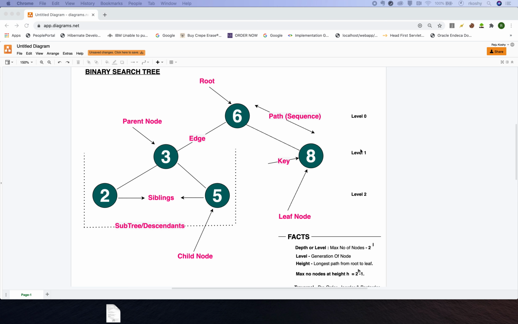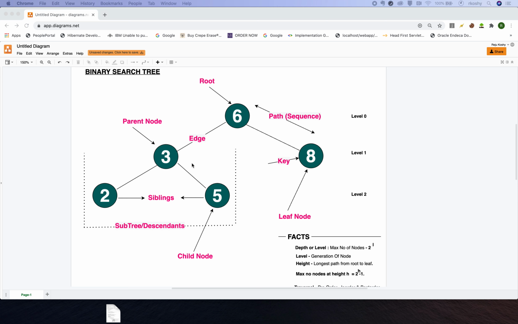So when the level increases to level 1, you see the generation of nodes is also simultaneously, or parallelly, increasing. Or I can say, an increase in a level is directly proportional to the generation of nodes. So level 1 has the maximum possible nodes as 2, right? There are only 2 maximum possible nodes that a level 1 can have.